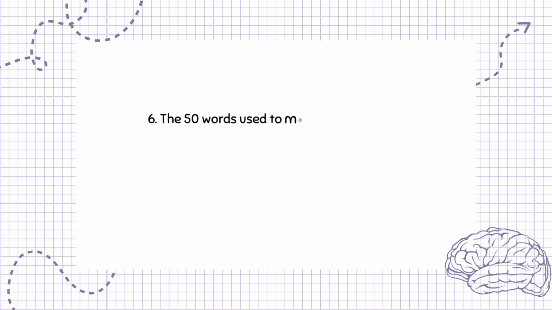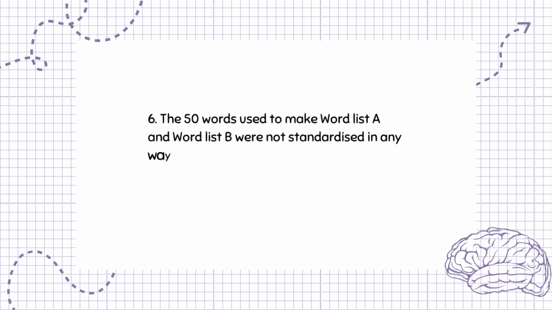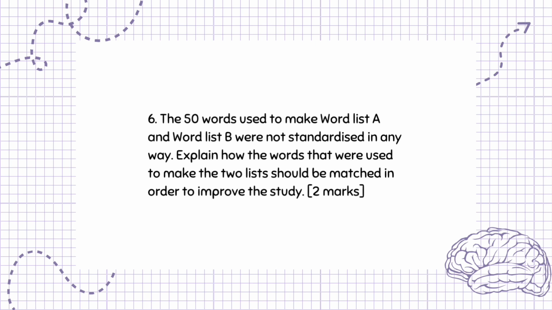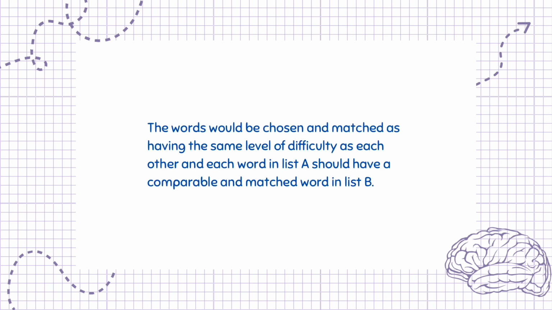Question 6. The 50 words used to make word list A and word list B were not standardized in any way. Explain how the words that were used to make the 2 lists should be matched in order to improve the study. 2 marks. The words would be chosen and matched as having the same level of difficulty as each other, and each word in list A should have a comparable and matched word in list B.